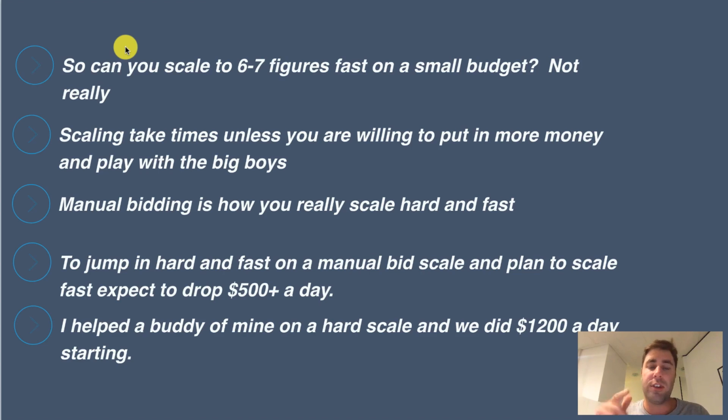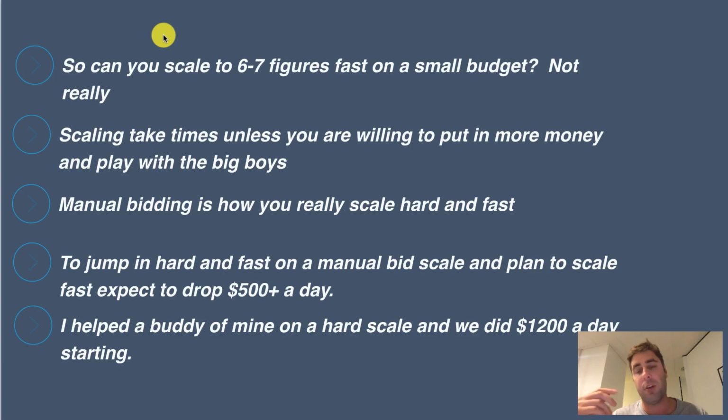Now, can you scale to 6 to 7 figures fast on a small budget? Not really. Not really. We'll talk about budgets in a second, but not really. You can scale up slowly over time, a month, 2 months. You can go up slowly. But you're not going to get to 6 figures, 7 figures in a week on a $5 budget. You're not. Really, that's just the truth. Scaling takes time unless you're willing to put in more money and play with the big boys.